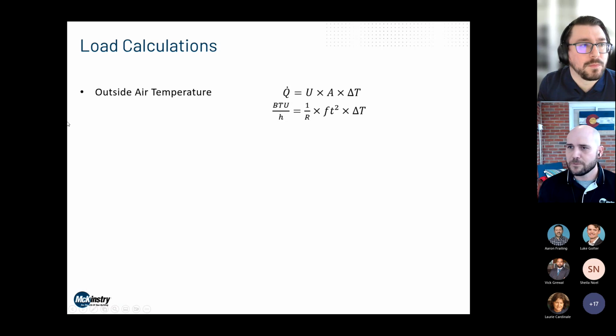The Q dot is determined by multiplying all these things together. Usually you're using computer programs to do this, but in theory it could be done on a spreadsheet if you had the R value of the wall assembly.